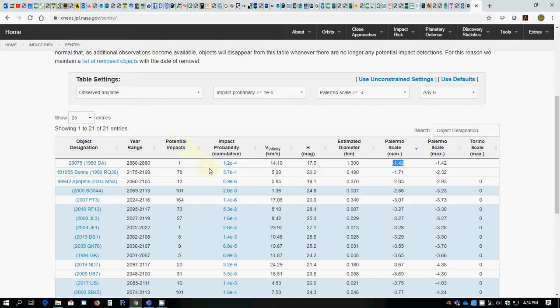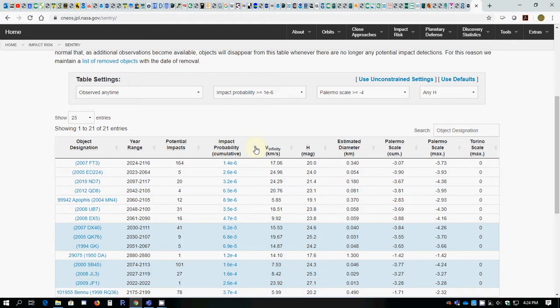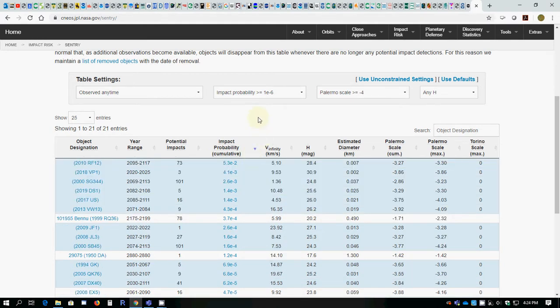There's another way to sort this table, and that is by sorting by probabilities. One can sort from the highest probability, which in this case is 5 in 100, or 1 in 20 chance that this thing will affect the Earth. And that's the highest probability event, 2010 RF12. So the most likely impact known right now is 5 in 100, or 1/20th.